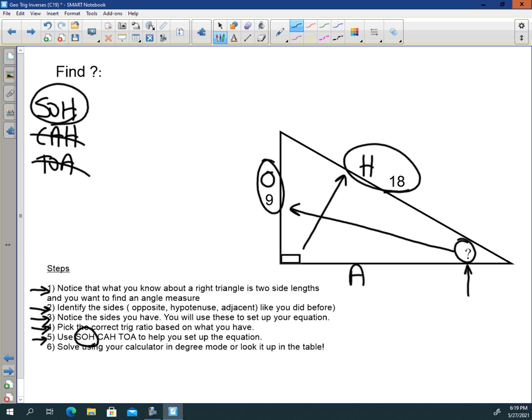So, now we're going to use SO to help us set up the equation. This literally says the sine of the angle is the opposite over the hypotenuse. And so we're still going to do that. But now we have the sine of the angle, which we don't know. In this case, it's marked with a question mark, is the opposite, 9, over the hypotenuse, 18. You're still using that sentence to pull those pieces into the right space. The sine of the angle is the opposite over the hypotenuse. It works like that every time.